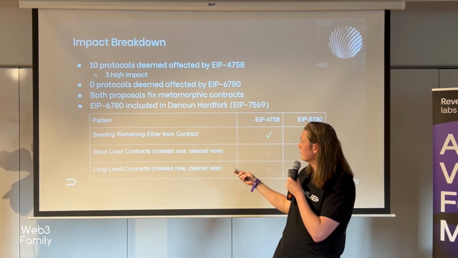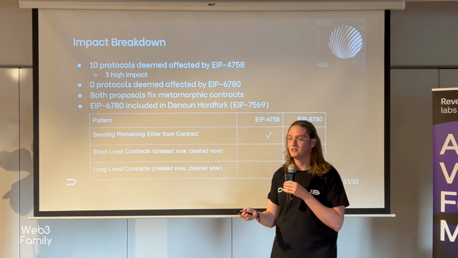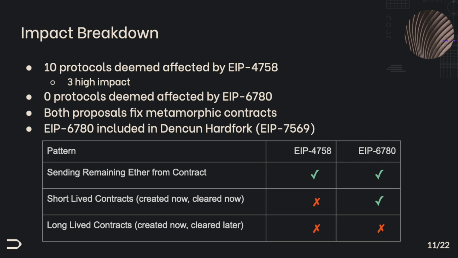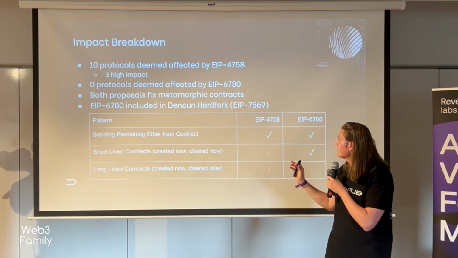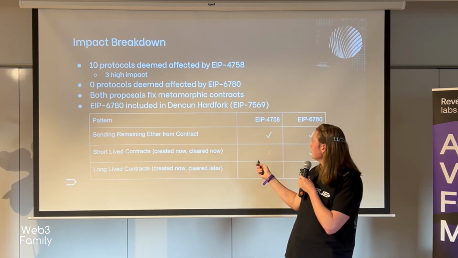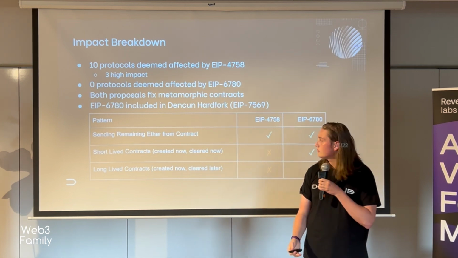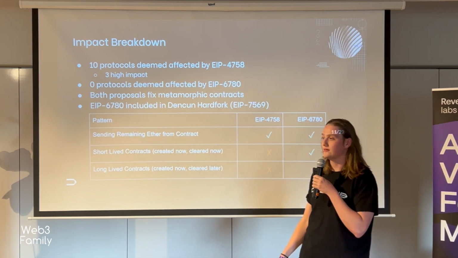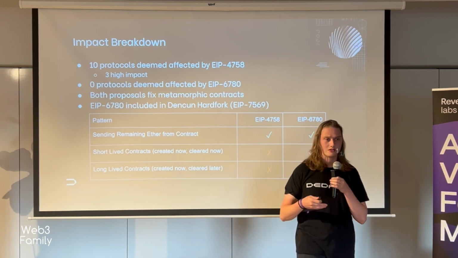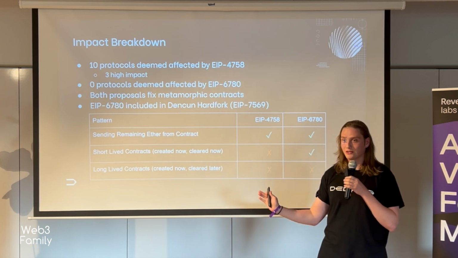And to give you the verdict of our study, we saw that there were about 10 protocols which we deemed affected by EIP 4758, and about 3 that we considered to be high impact. There were 0 protocols which we deemed affected by EIP 6780. Both the proposals fixed this metamorphic contract issue that I mentioned to you. As a result, EIP 6780 was included in the Dencun hard fork, which happened about last month. Everything went smoothly, so we did a good job.